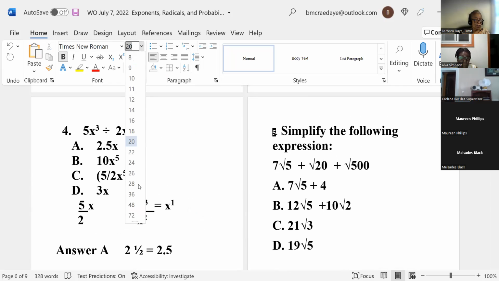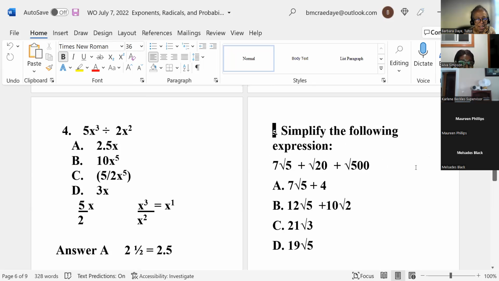Make that bigger so you can see it. Now, when you see an expression like this, 7 times square root of 5 plus square root of 20 plus square root of 500, there's a little clue in here that tells you what to do. Does anybody see what it is? Yes, there's a little clue here. What is it?